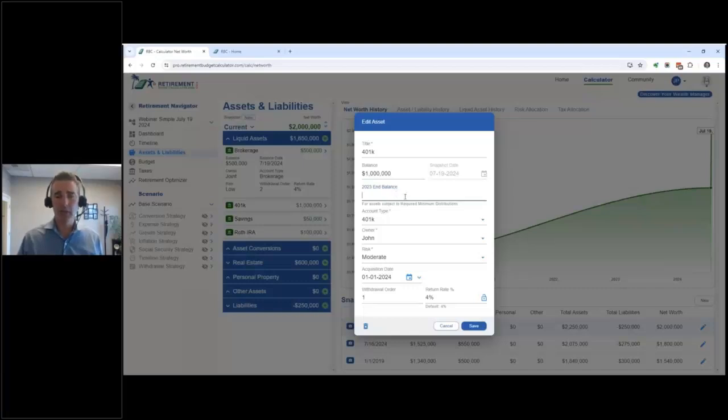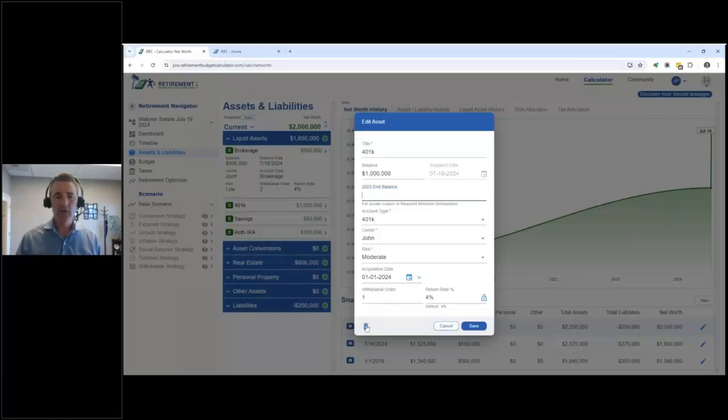So that's a place for you to enter that. Of course, something with a 401k only has one owner. You can't have jointly owned retirement accounts because, again, we're calculating RMDs. The risk is moderate. The acquisition date, the withdrawal order, in this case, we're saying we're going to withdraw the 401k first, and then again, a 4% growth rate.